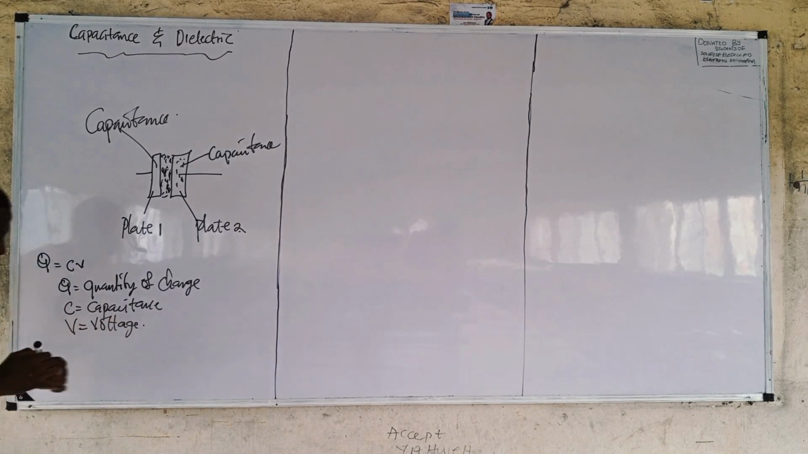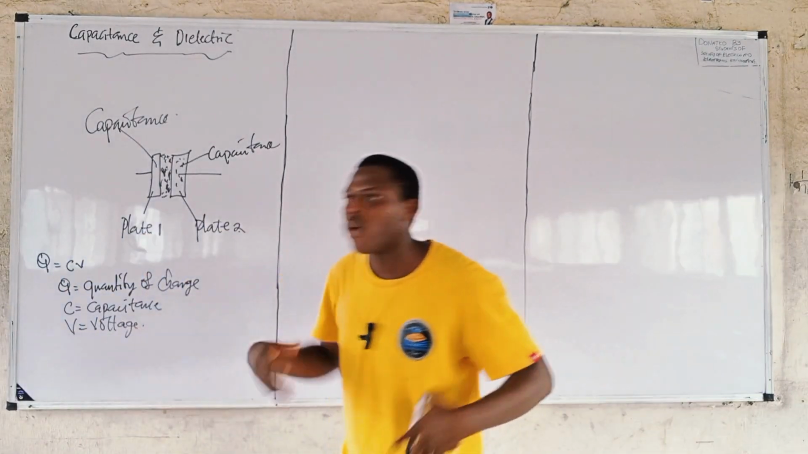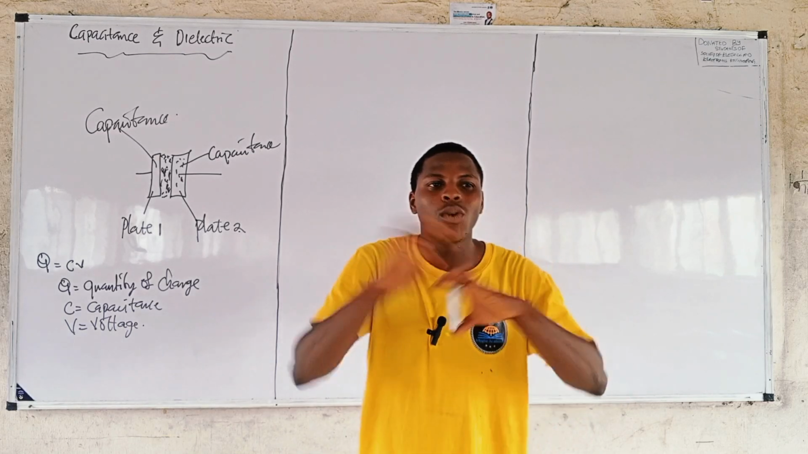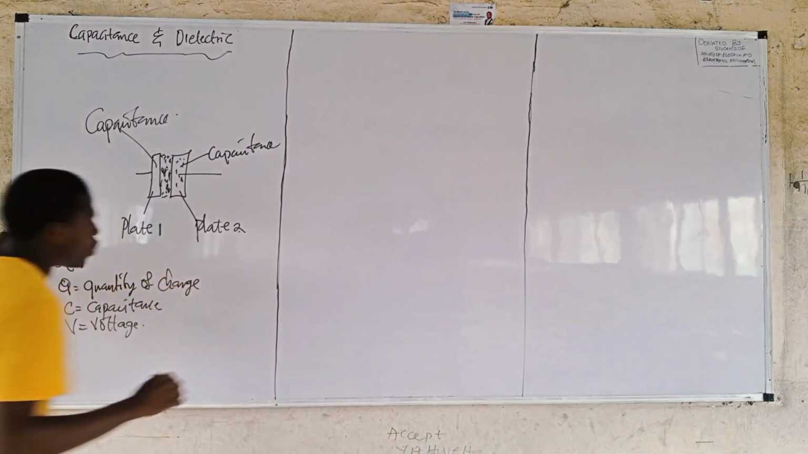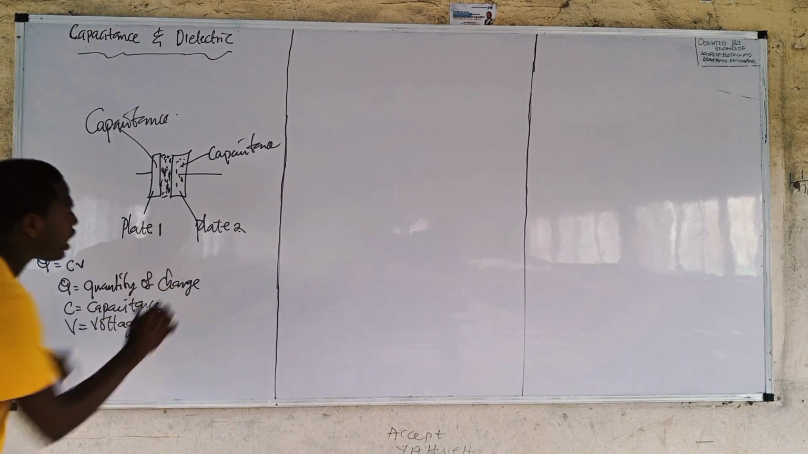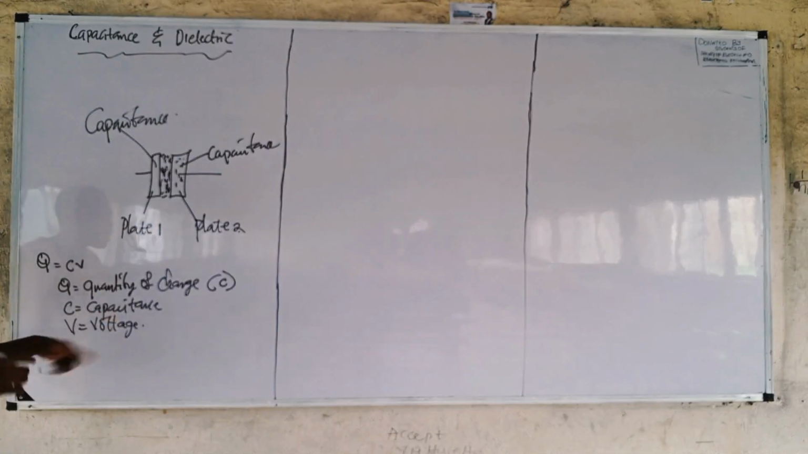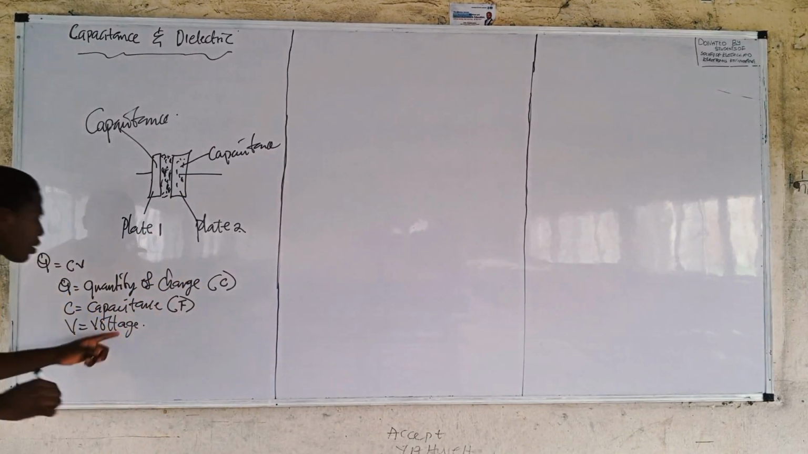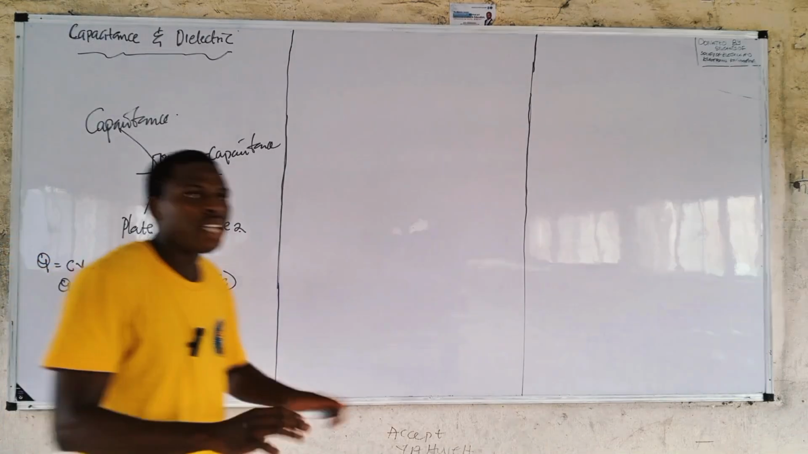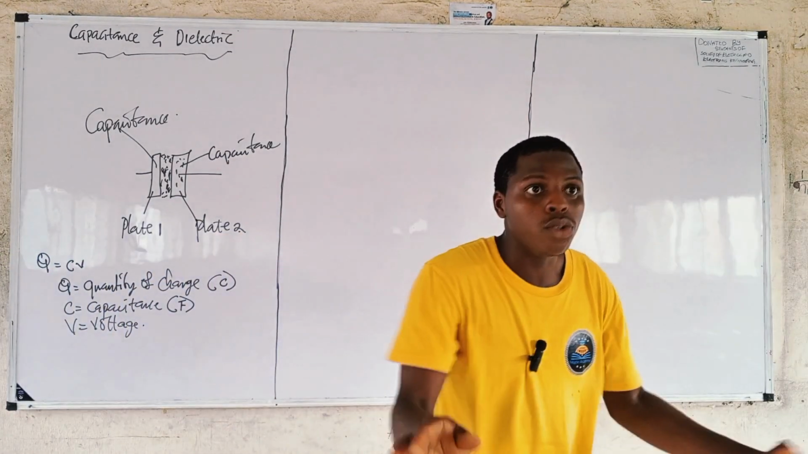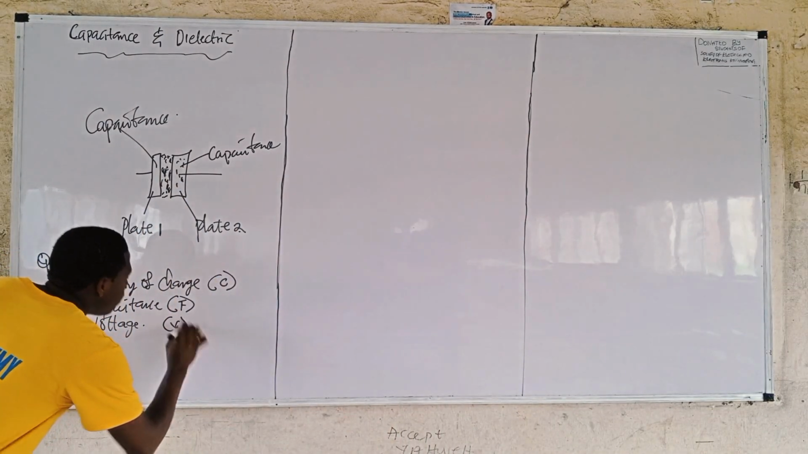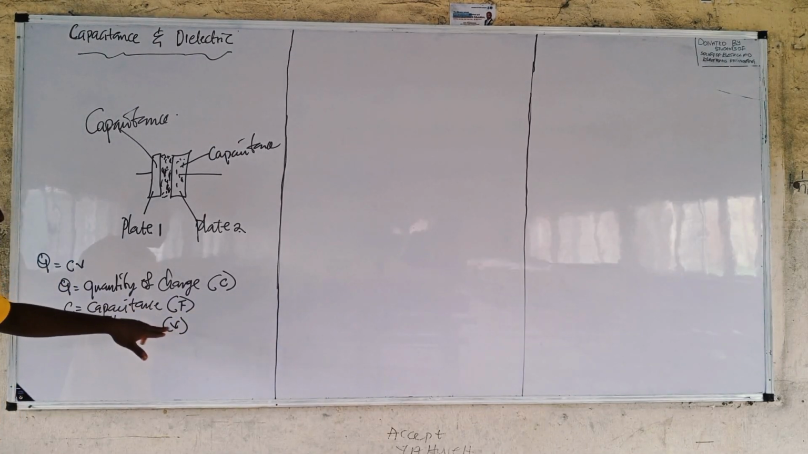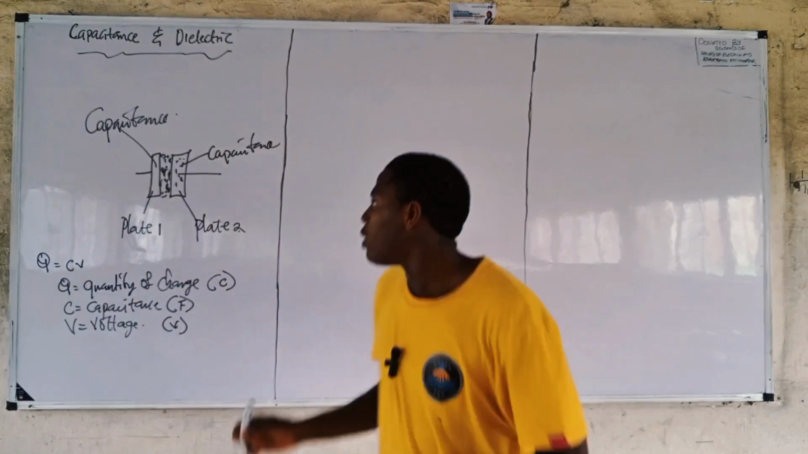Now, the next thing that should come to your mind is, what are their units? Every parameter has a unit except the parameter is a constant. So the first one is quantity of charge, which from elementary physics is measured in coulombs. The second one is capacitance, measured in farad. The next one is voltage, measured in volt. So we have quantity of charge in coulombs, capacitance in farad, and voltage in volt. Are we together?